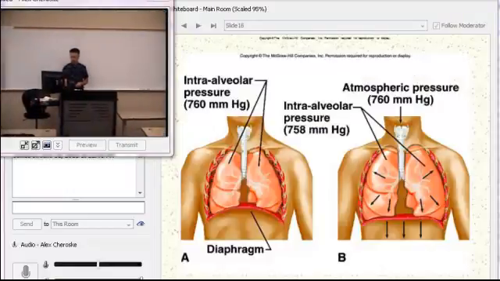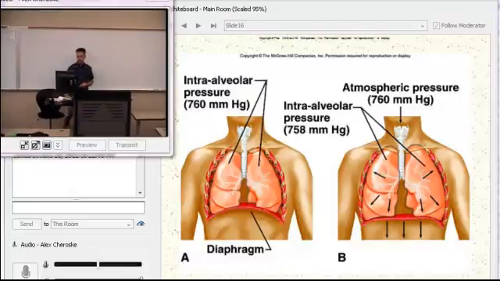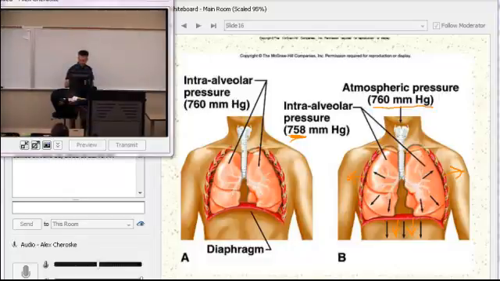Okay. So this is a picture here that shows you what I was talking about, right? So here, on the right side, you see 760 millimeters of mercury at atmospheric pressure, and if we increase capacity, the diaphragm goes down, and the rib cage moves out. That allows the lungs to get bigger, and because of the volume, the pressure goes down, like 758 millimeters of mercury. That's enough difference that the air will go into the lungs, going from high to low.